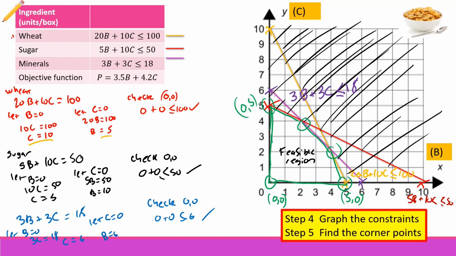Let's talk about 0, 5 for a second. That would mean that you are making 5 boxes of Cocoa Crunch. And you can do that because you've got 50 grams of sugar. So you can go 5 times 10 makes 50. You can also make 5 boxes of bran fan because you've got 100 grams of wheat. 5 times 20 is 100. But you can't do 10 things of bran fan. That wouldn't work. So these other two intersections are going to be a little bit more challenging to work out.